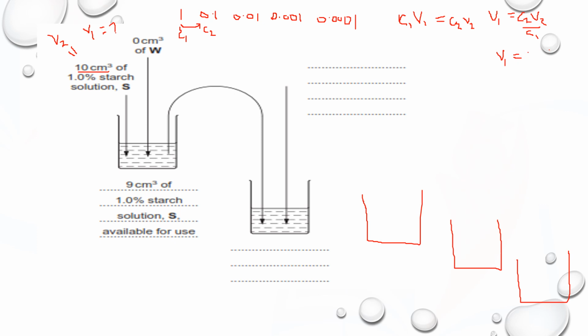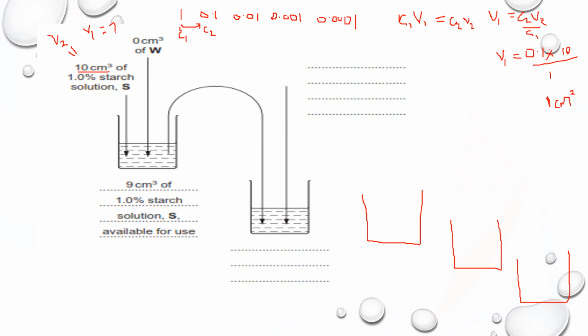C2 is 0.1 because that's what I'm forming using 1%. So 0.1 times 10, which is my V2, all over 1. What would that be? 0.1 times 10 would be 1. So that means 1 cm3. My V1 is 1 cm3.